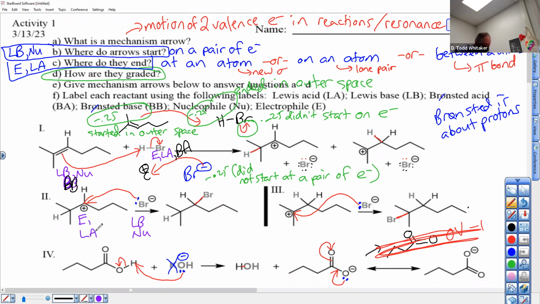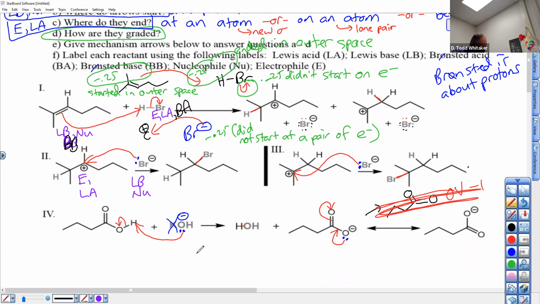Now, where's the Lubnu down here? Hydroxide or the carboxylic acid? Hydroxide. Is it attacking a proton? It is. It's the whole ball of wax, isn't it? Lubnu Habibi. And the thing that's giving up the proton, Ilaba. Bronsted acid.